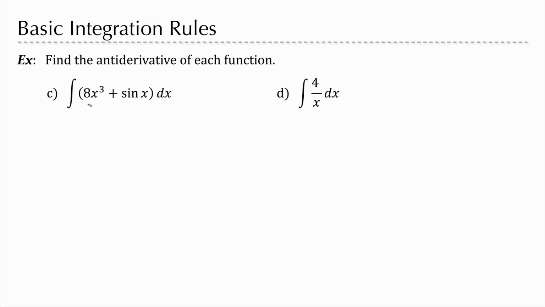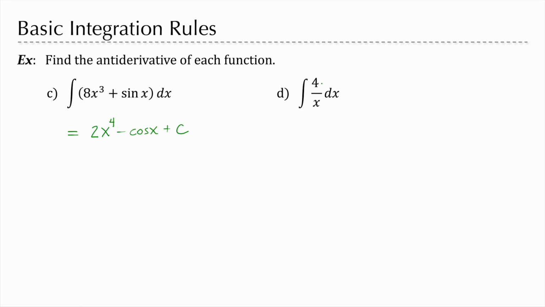Now on this we have a mixture of some polynomial work and trig, so we'll again just do each one separately. So for 8x to the third, we're going to add 1 to the exponent to get a 4, and then when I divide or multiply by 1/4 with the 8, we'll get a 2. And that makes sense because, of course, 4 times 2 is 8. Now we go to a 3. Now I think to myself, what did I take the derivative of to give me a positive sine x? Well, that means it must have been a negative cosine x. And always, don't forget your plus c.